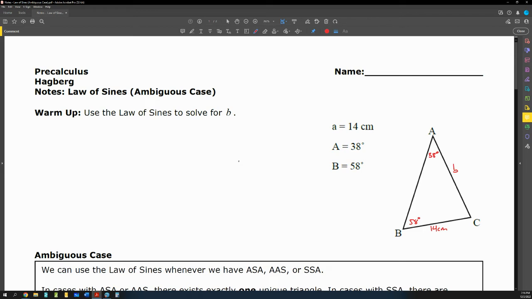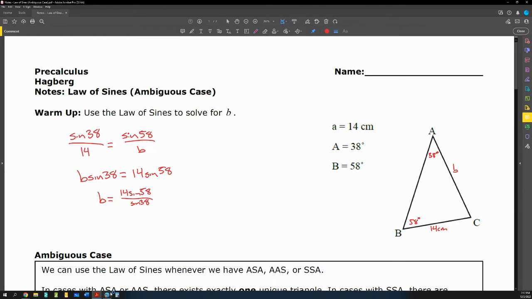We can use the law of sines to solve for B, so we set up the equation, the sine of A, which is 38 degrees, over side length A, 14 centimeters, is equal to the sine of B, which is 58 degrees, over side length B. To solve this equation, we cross multiply, so we get B sine of 38 is equal to 14 sine of 58. Dividing both sides by the sine of 38, we get B is equal to 14 sine of 58 all over sine of 38. Okay, this would be the exact answer.